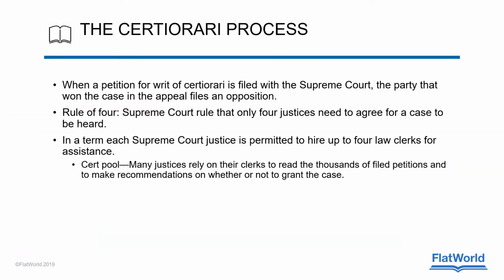So, chapter two, the court system. When a petition for writ of certiorari is filed with the Supreme Court, the party that won the case in the appeal files an opposition to it. So the losing side of a case will submit the writ of certiorari, and then the winner of the case will file an opposition to that.